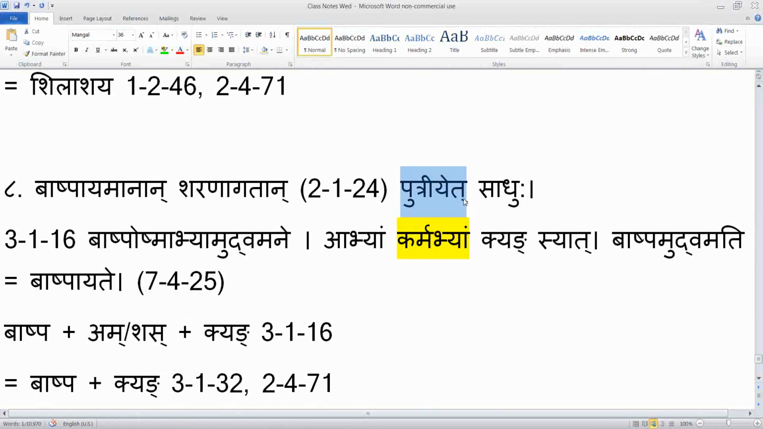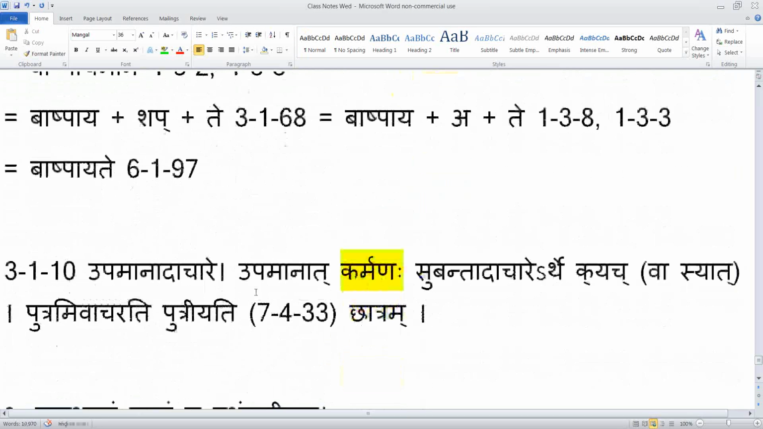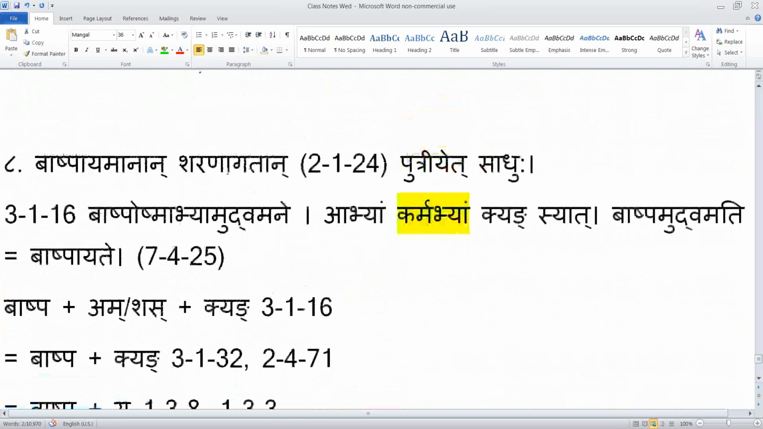No. See, this is the thing. See, this is same thing again. This is not supatmanaha kyacha. This is not atmanaha putra michati. This is putra eva acharati. Upamana, see, this is the mistake, because Upamanad acharya, so it says putriyati chatram. He treats the student like his own son. So that's what we are having. Putriyet is that putram iva achare.